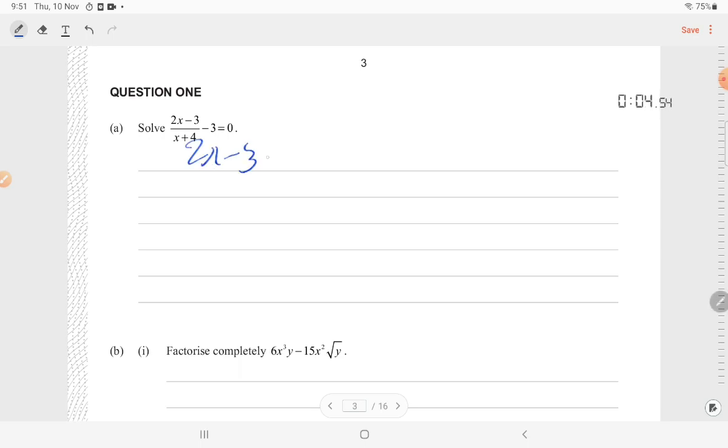2x minus 3 is equal to 3x plus 4. 2x minus 3 is equal to 3x. It's 12, it's a 3 here. The 15 is equal to x.